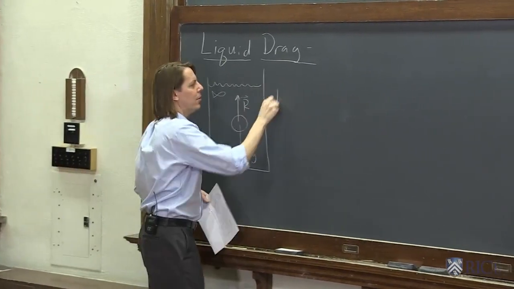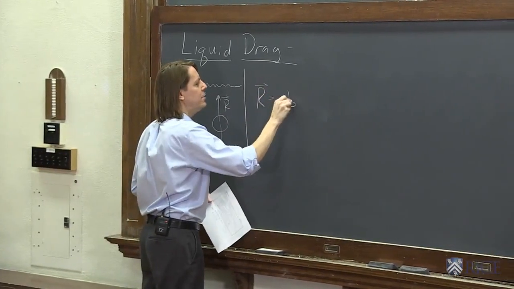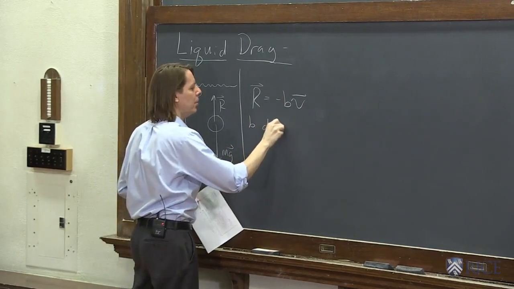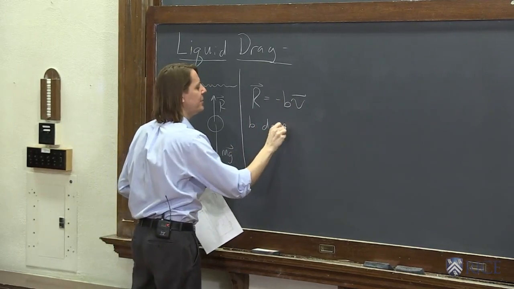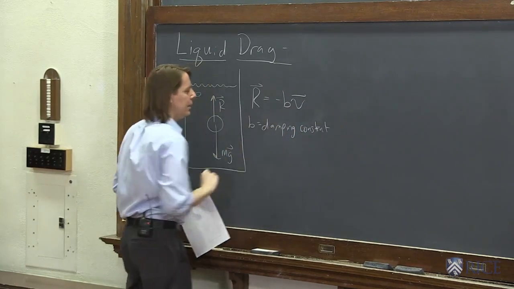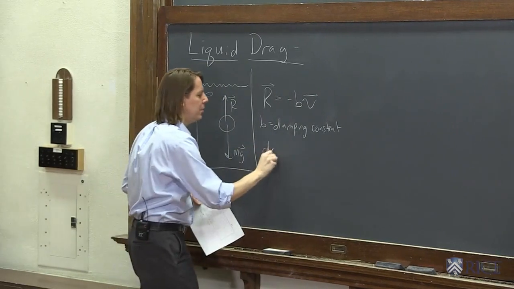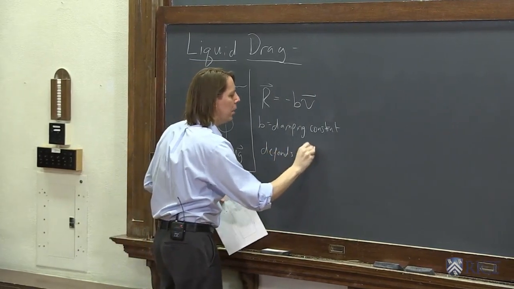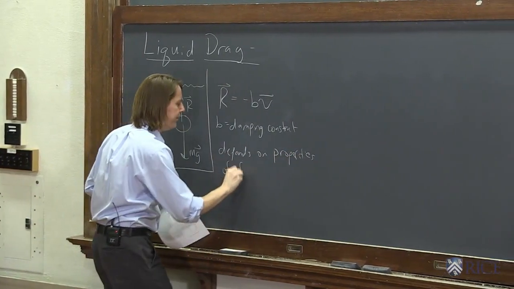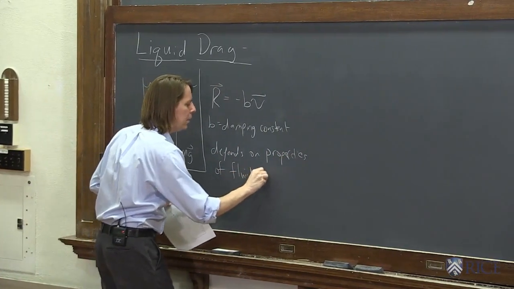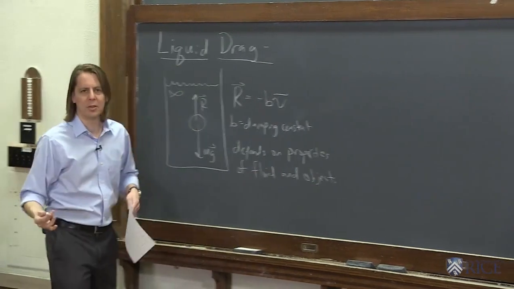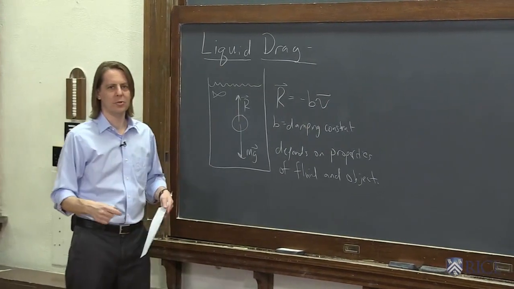In this case, though, r is minus b times v, where b is a damping parameter, the damping constant, I'm sorry. And it depends on the properties of the fluid and object. So it's not a simple thing we can calculate. It's a complicated parameter that you usually measure.